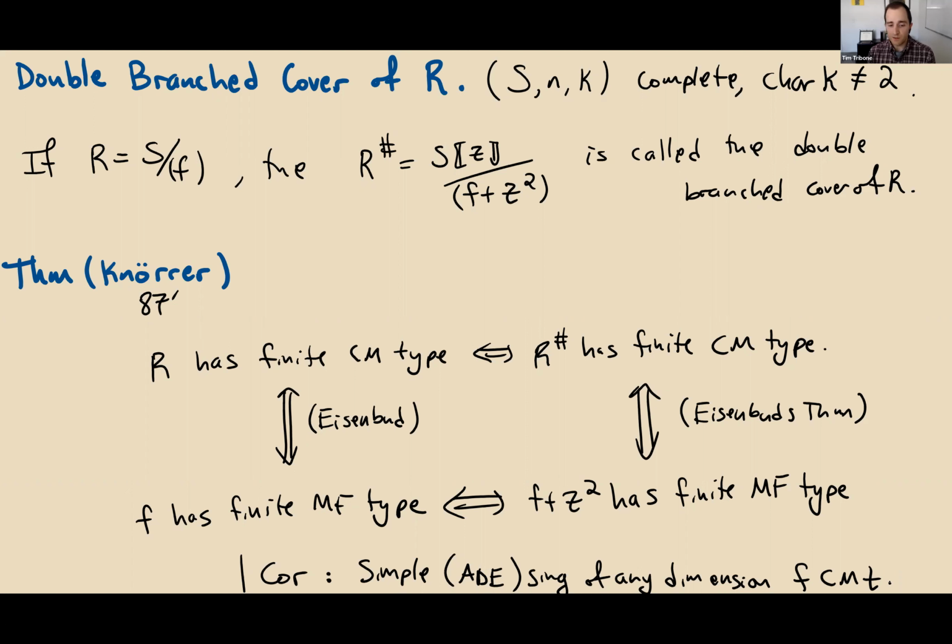the search for rings with finite Cohen-Macaulay type in any dimension bigger than 2 is really difficult. There are very few examples at all, except if you have a hypersurface. They are completely understood, and it's really in part due to this theorem by Knörrer. Okay. So Knörrer's theorem says that R and R sharp have finite Cohen-Macaulay type at the same time.